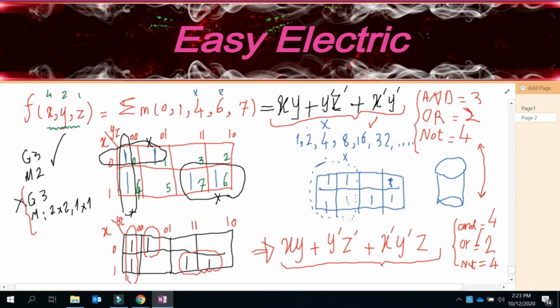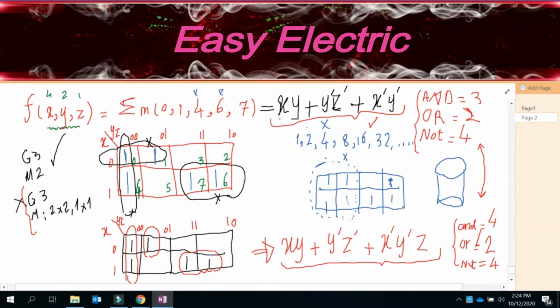So that means if the number of groups is not minimum and the number of members is not maximum, the form that you get is not the simplest form. As you could see here, the simplest form of this function is this, which is just 3 AND, 2 OR, and 4 NOT, okay?